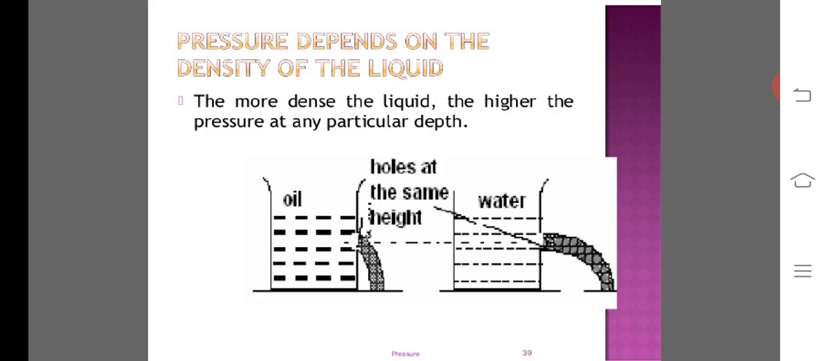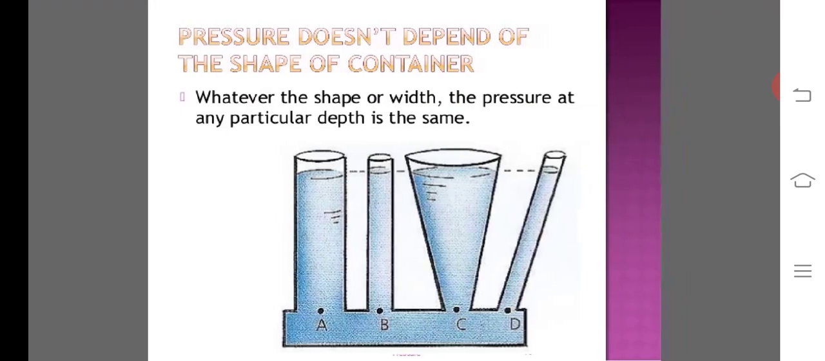Pressure increases with depth. The deeper into a liquid you go, the greater the weight of liquid above and the higher the pressure. Pressure depends on the density of the liquid. The more dense the liquid, the higher the pressure at any particular depth. Pressure doesn't depend on the shape of the container. Whatever the shape or width, the pressure at any particular depth is the same.